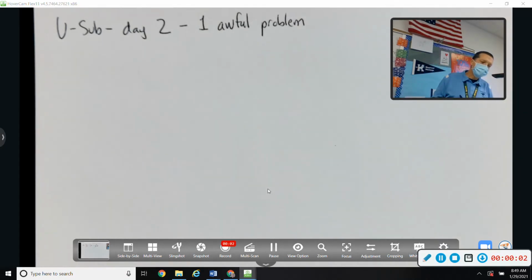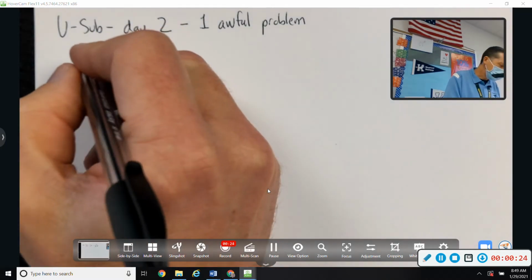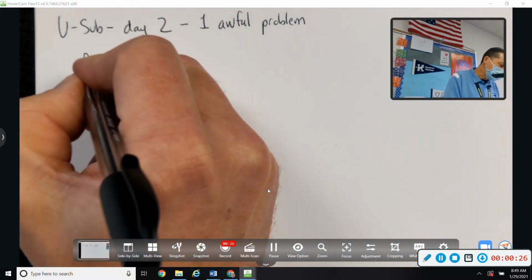U sub day 2, one awful problem. So there's only one, but it's awful. Most of today's assignment is the next worksheet in the packet. It's worksheet 26 because it's borrowed from somewhere else. It's obviously not the 26th worksheet we've done or the 26th U substitution worksheet. It's just pulled from a different stash of worksheets. Anyway, here's our awful problem.